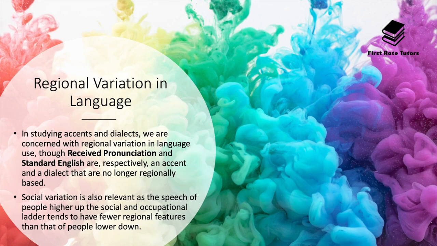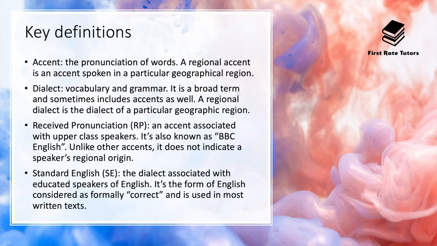Now, to begin, regional variation in language, what does this mean? So in studying accents and dialects, we're concerned with regional variation in language use through received pronunciation and standard English, and though they are respectively an accent and a dialect, they're no longer regionally based. Social variation is also really relevant in this study because the speech of people higher up the social and occupational ladder tends to have fewer regional features than that of people lower down. So in this video, of course, in addition to looking at received pronunciation and standard English, we'll be looking at the different types of accents and dialects.